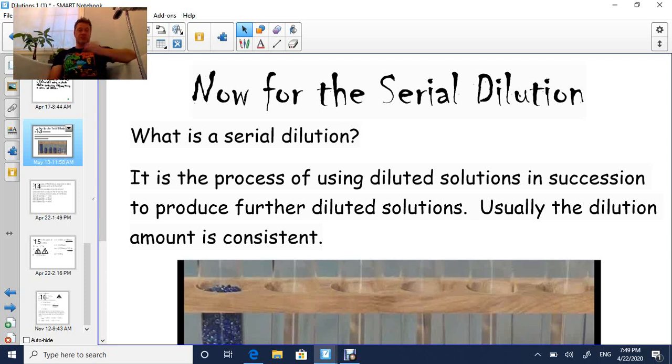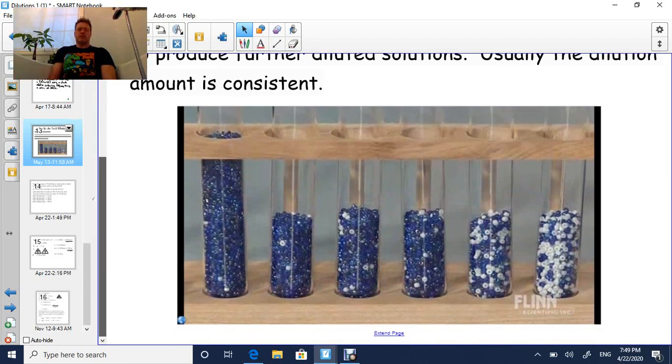So what is serial dilution? Well, it's where you take something you want to dilute and you continuously use the solution you make to make the next one. So you start with one solution, you make it, and then you take some of that solution and make the next one. And then from the next one you take some and make another one, and so on. And so you're continually diluting down until you get the least concentrated solution.